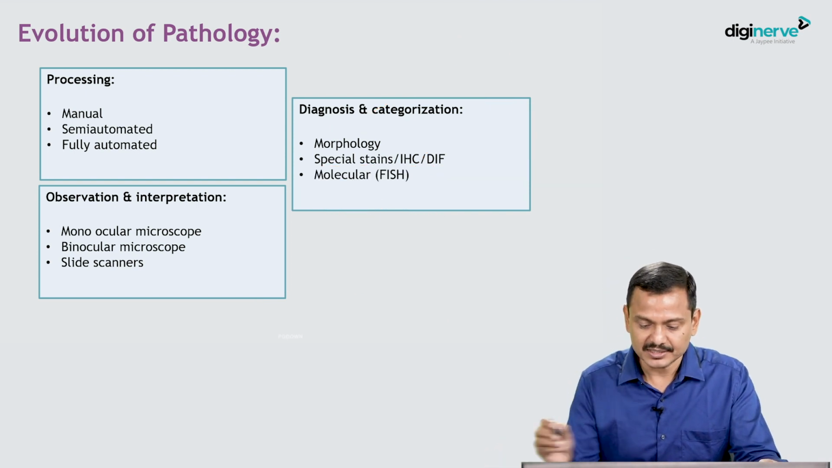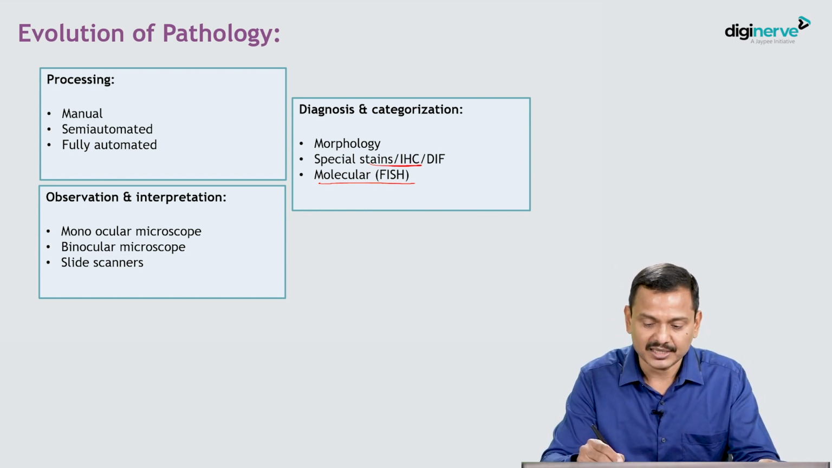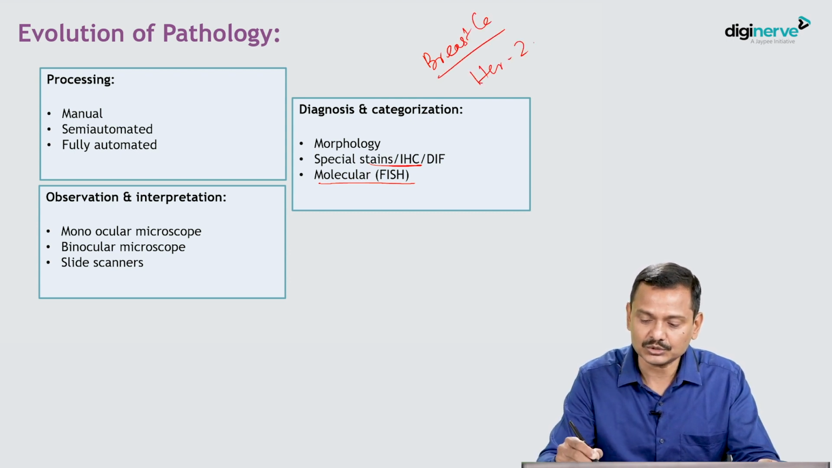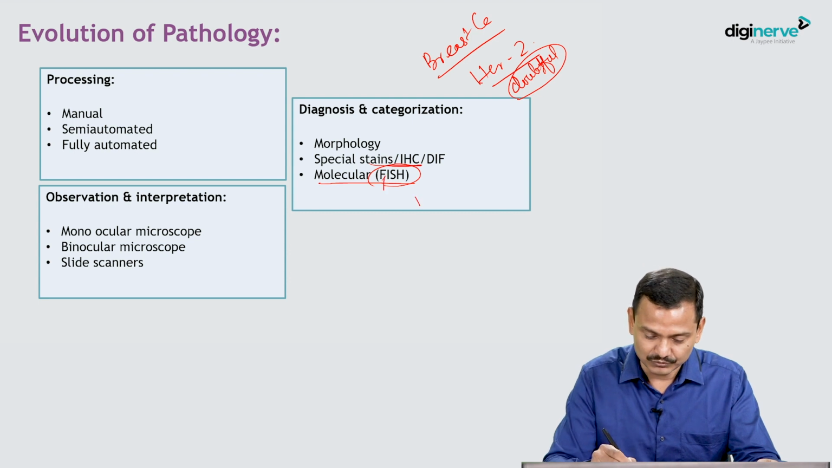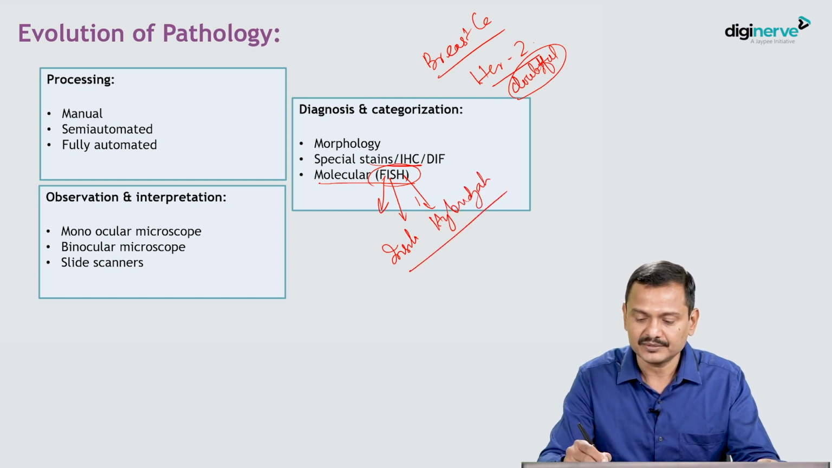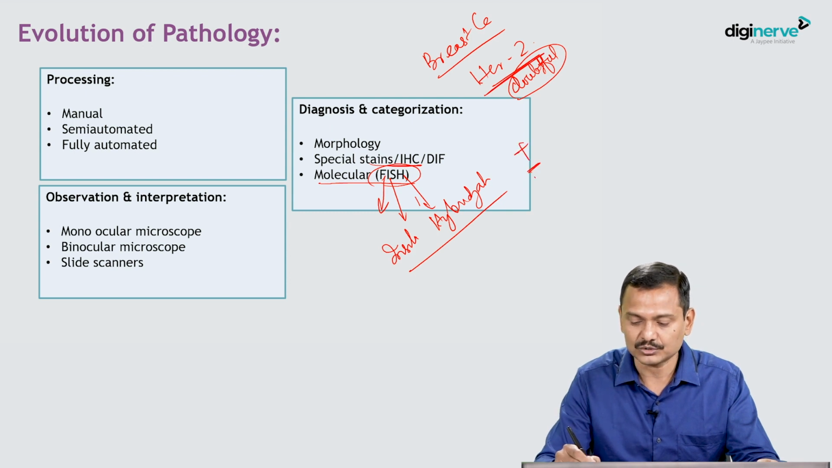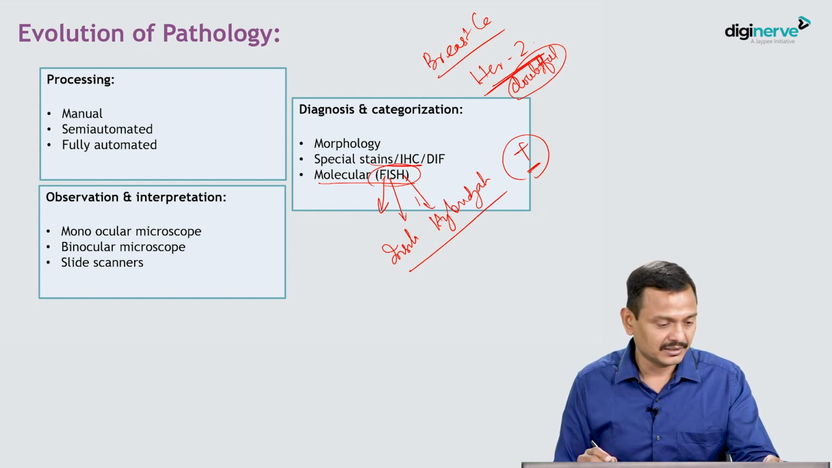The next point is molecular. Now I told you IHC is second. Suppose a patient has a breast carcinoma and we have done HER2/neu. Now HER2 is doubtful, it is neither positive nor negative. In those cases we have to do fluorescence in situ hybridization, FISH, where H means hybridization. We have to do this method to confirm whether HER2/neu is truly positive or truly negative, and if it is truly positive, then the patient can be given Herceptin therapy.